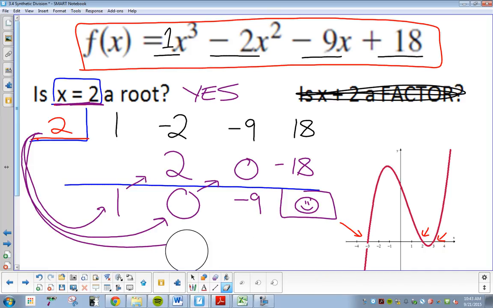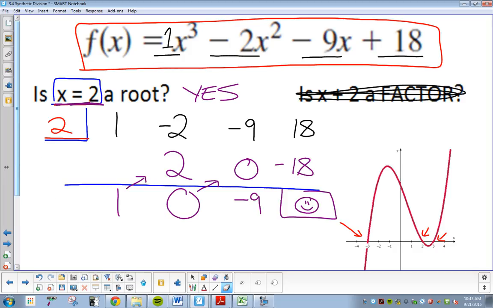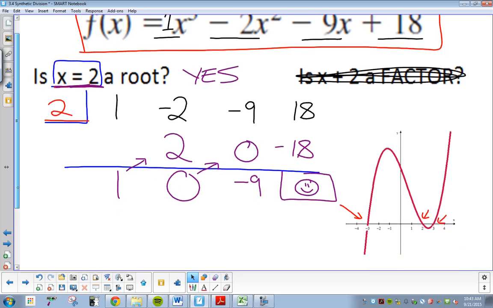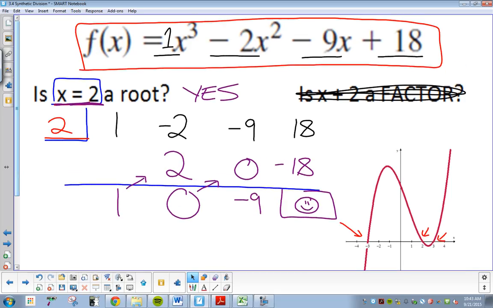Let me show you eventually what we're going to get to today. This is all well and good. Yep, super. I got 0. Here's what this means. We started off with x cubed. How many answers did you say we were going to have if it was an x cubed problem? 3. We found one of them. 2 is one of my answers. So how many answers do I have left? I have 2 more answers.